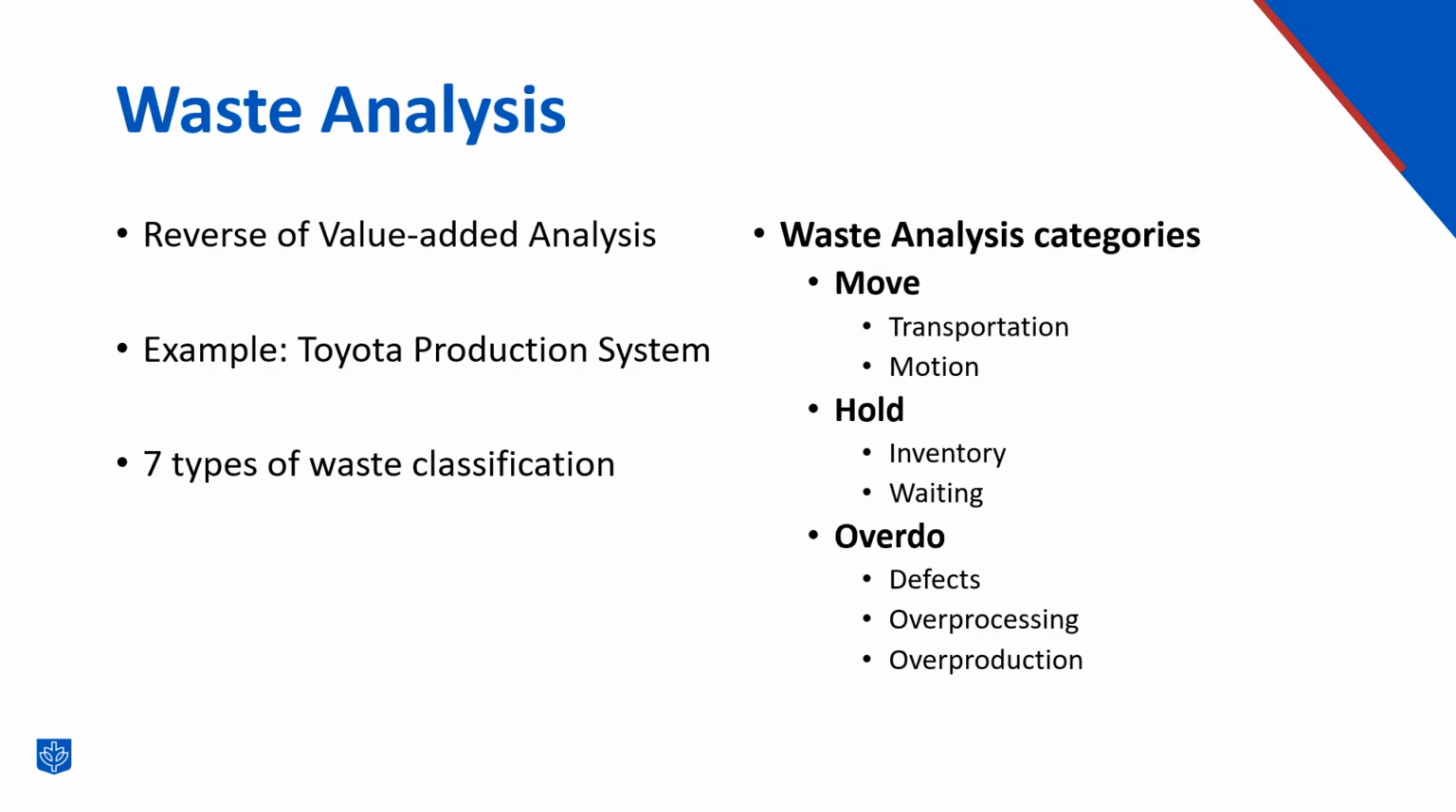Now, the reverse of value adding analysis would be waste analysis. An example of this would be the Toyota production system and looking at ways to make everything as efficient as possible and eliminating waste where necessary. There are 7 types of waste with 3 main categories. Those categories are move, hold, and overdue.